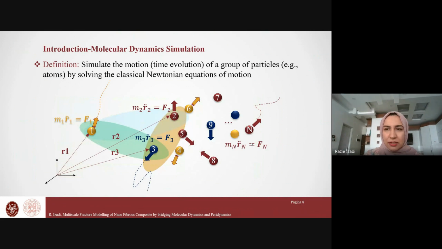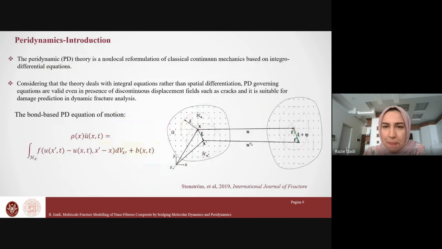Of course, MD has a lot of detail, but long story short, by solving the classical Newtonian equation of motion for each atom, we can track the position and velocity of the atoms as time passes, and further using the principles and relations of statistical mechanics, we can extract the macroscopic and physical parameters. And at the upper scale, we use peridynamics.